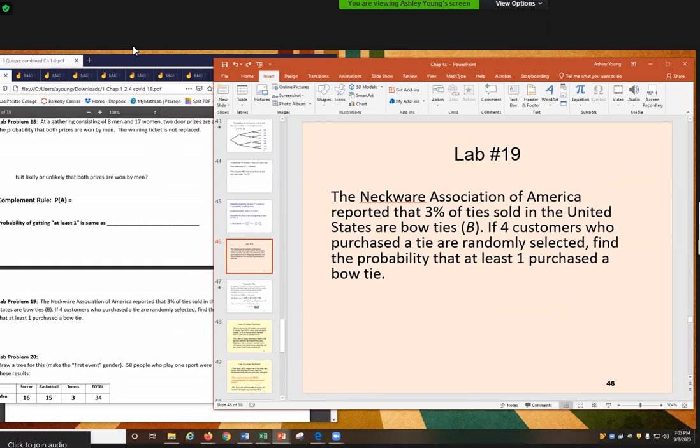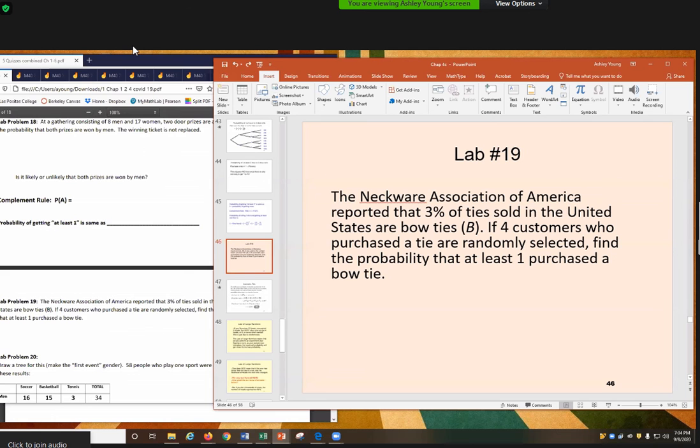Right. So I pick somebody. Elizabeth walks into the shop. What's the probability that Elizabeth buys a bow tie from me? 3%. Great. What's the probability she doesn't buy a bow tie? 97%. 0.97. Right. So 0.97 chance she does not, 0.03 chance she does. Okay, then Olivia walks in. What's the probability that Olivia buys a bow tie? 3%. What's the probability she doesn't? 97%. Grace walks in. What's the probability Grace buys a bow tie? 3%. Probability she doesn't, 97%.